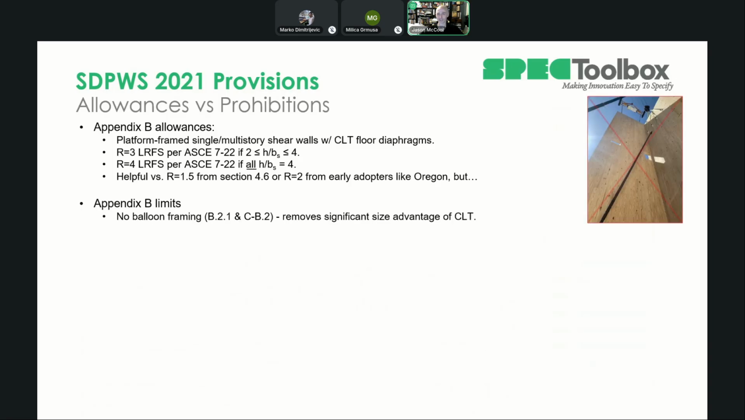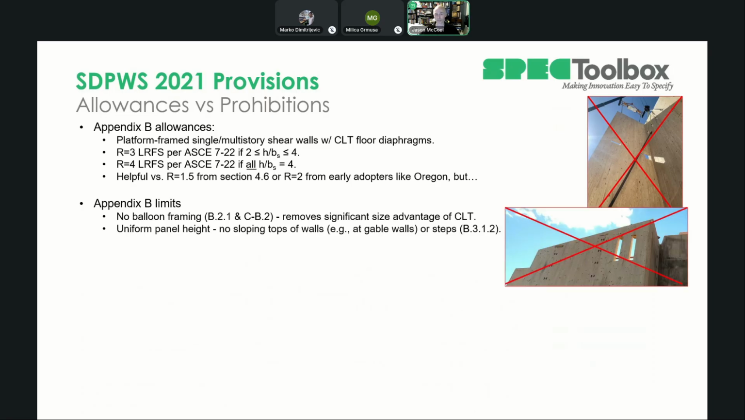So they take away the option for balloon framing. Now this removes a significant advantage of CLT, and that is size. We can put up huge sections of wood, floors and walls, in one lift with these large panels, but you don't get that if you've got typical floor-to-floor heights with those kind of aspect ratios.